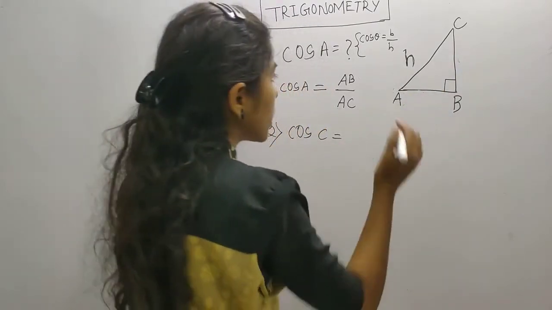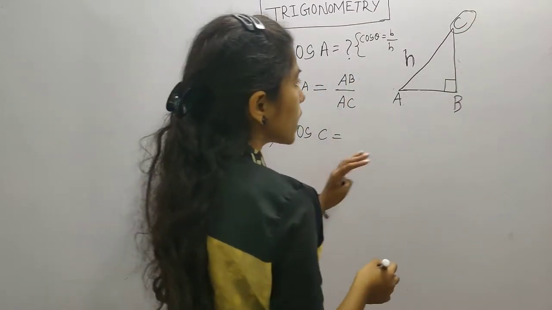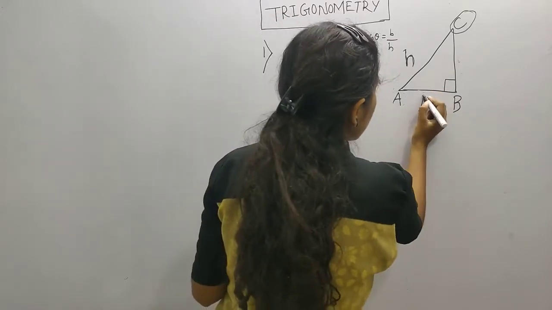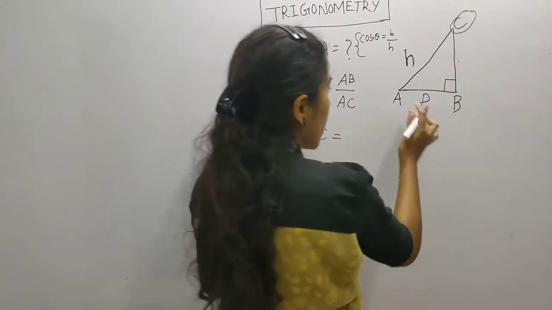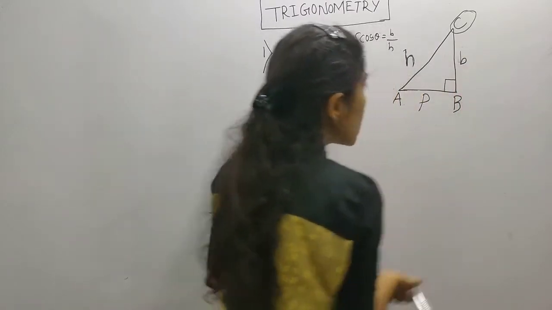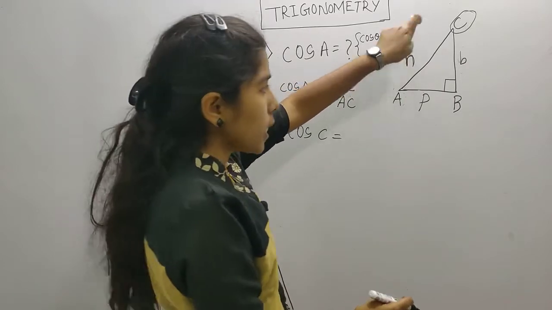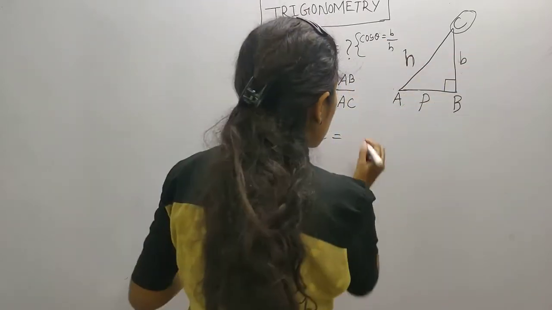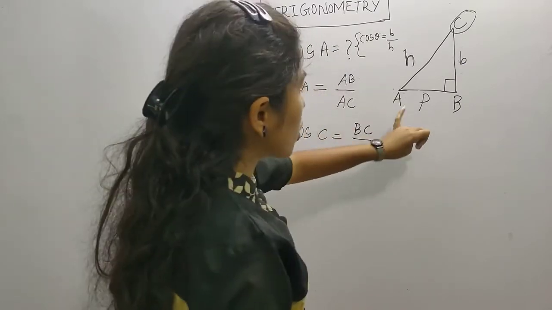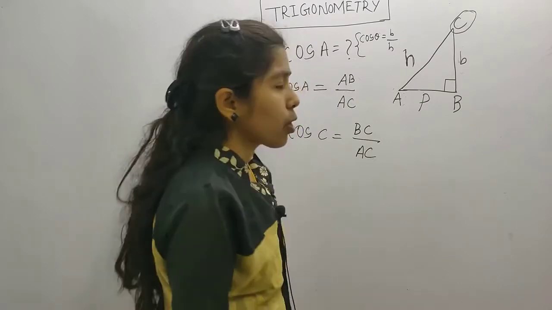Okay, cos C. The side opposite to angle C is AB. So this will be the perpendicular now, and the hypotenuse is AC. Now BC will be the base. So in cos, first what will come? Base. Which is the base? BC. So here we have to write BC by the hypotenuse, which is the same AC. BC by AC. So over.